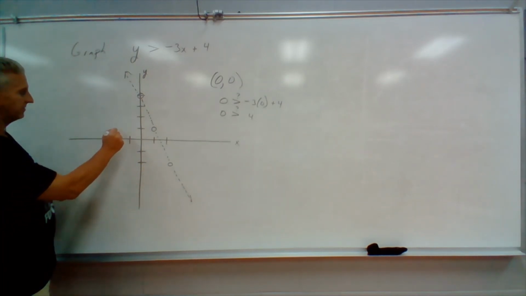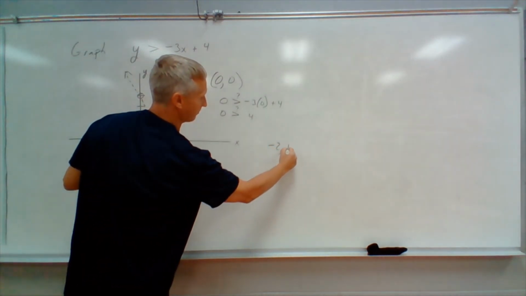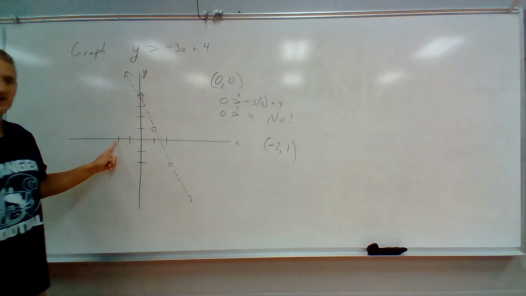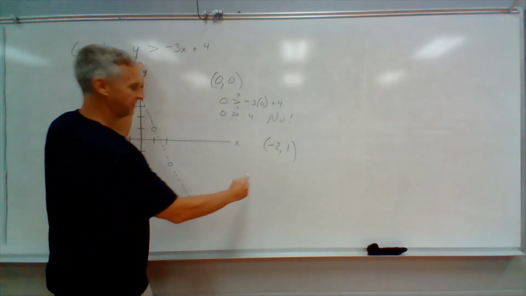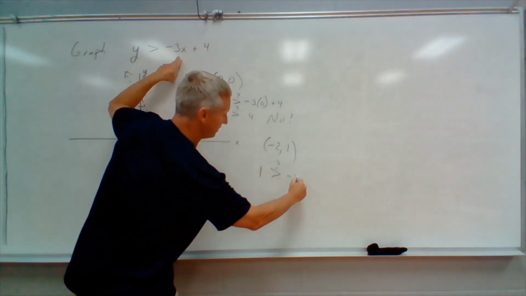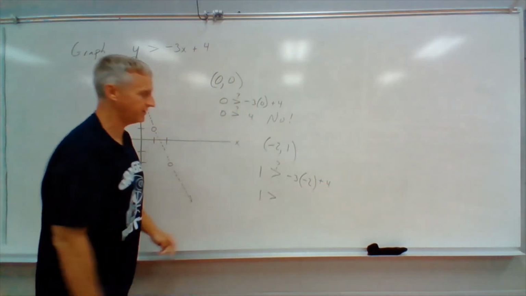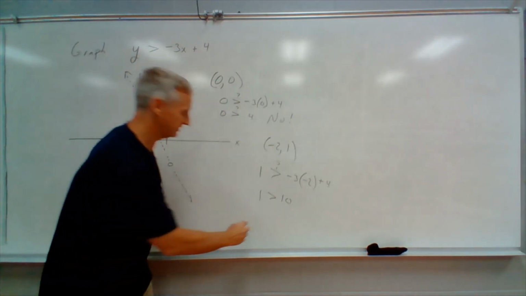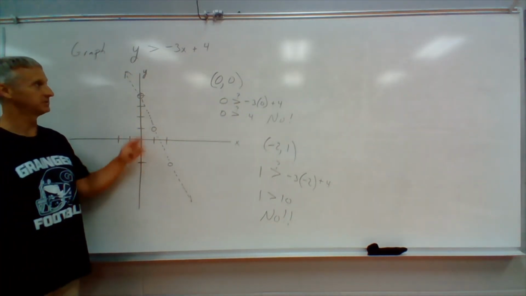For instance, let's try this point. Let's do -2, 1. That's a big no right there. So if I put a -2 in for x and a 1 in for y, I get 1 is greater than -3 times -2 plus 4. So is 1 really greater than 6 plus 4, which is 10? Is 1 greater than 10? No, it's not, so that's not a solution. So no point that you pick on this side of the line will be a solution to that inequality.